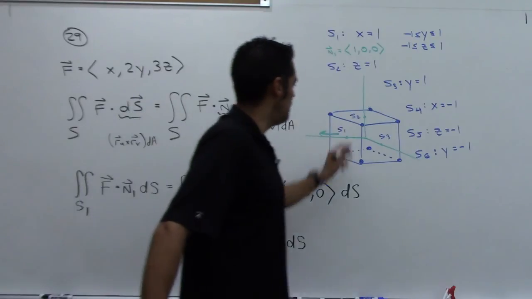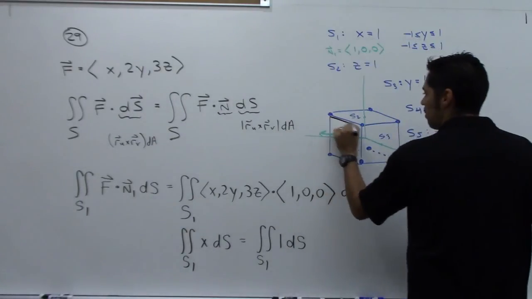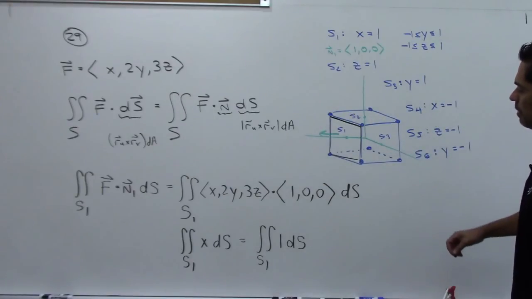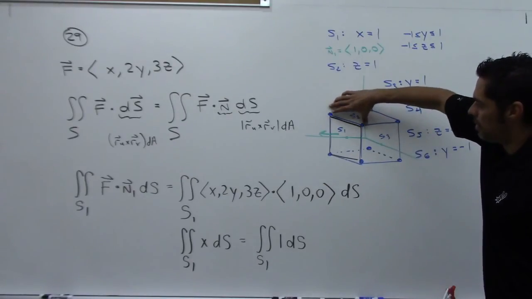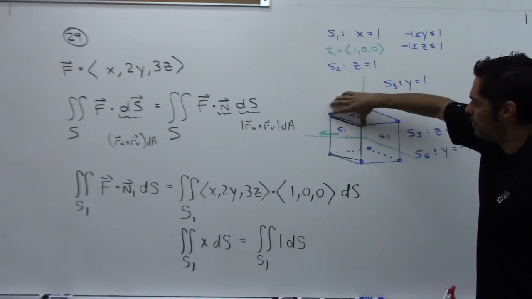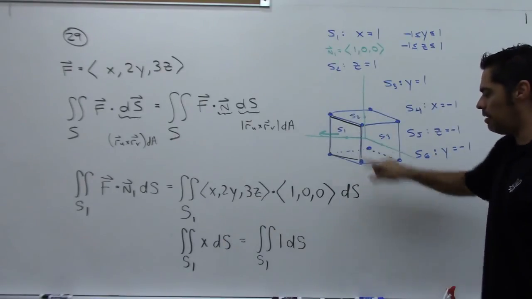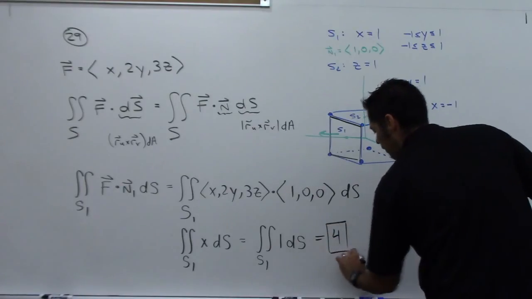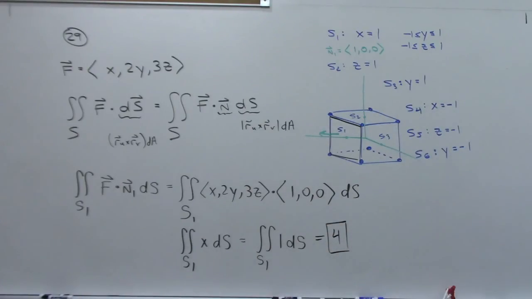And the surface area of S1, we know this is a square, right? Now be a little careful here because this goes between -1 and 1, -1 and 1. So the length of this is 2 and the length of that is 2, so the area of that is 4. So the surface area here is 4. Now that makes things a lot easier, right, than doing anything else.